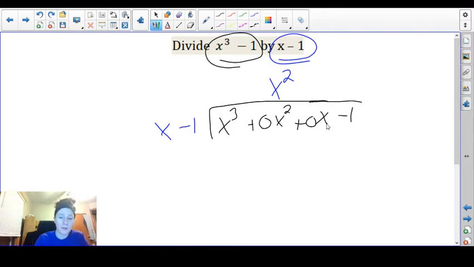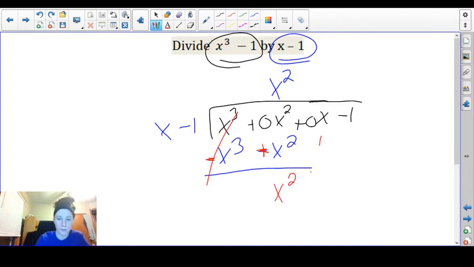Right, so x squared times x is x cubed. X squared times -1 is -1x squared. Get another color and flip all of my signs. X cubed minus x cubed goes 0. 0 plus 1 is 1. And again, I have two terms, so technically I still bring it down.